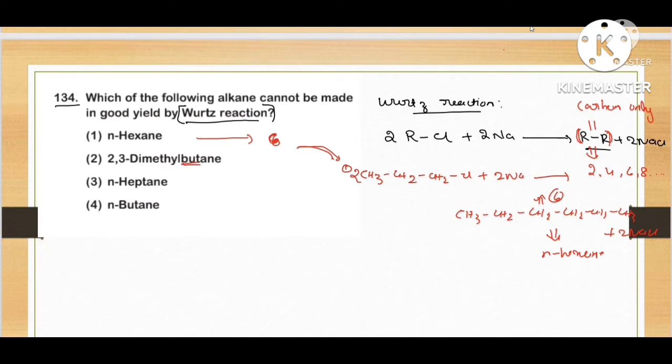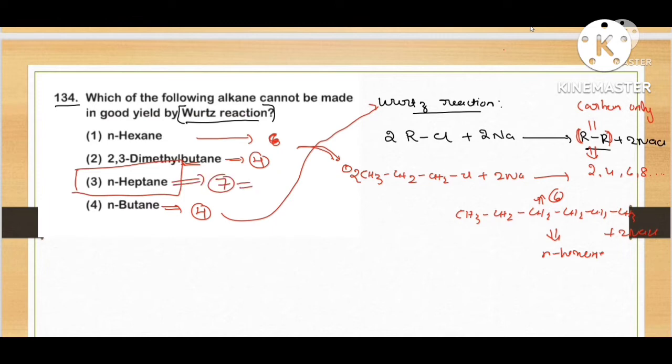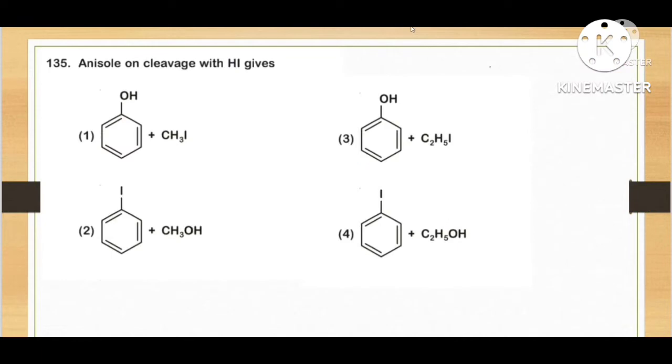Here butane. Butane means 4 carbons, an even number. N-butane also contains 4 carbons, which is an even number, and will be produced by using a Wurtz reaction. But option 3 has an odd number of carbons. That means it has 7 carbons. 7 carbons is not produced by Wurtz reaction. So our answer is 3, the correct answer.